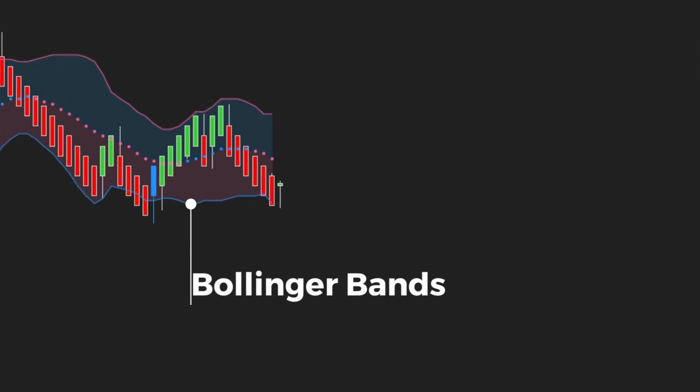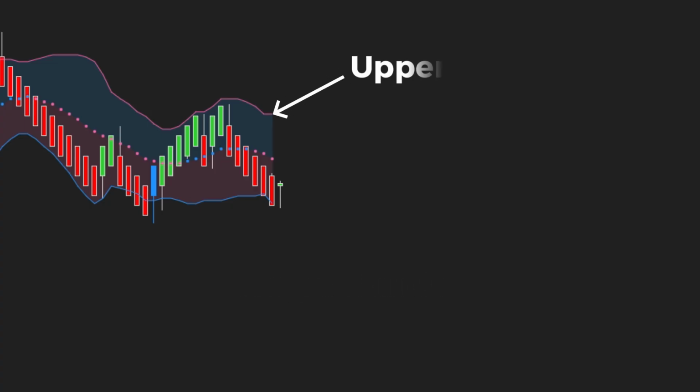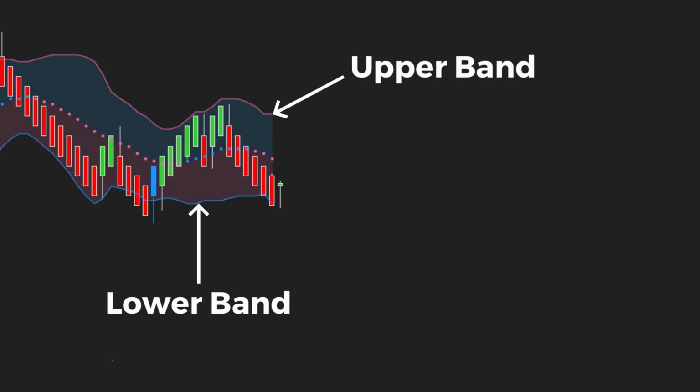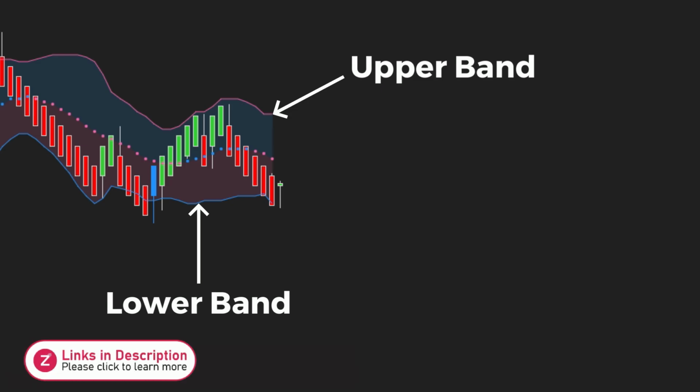This is Bollinger Bands. The pink line on the top is called the upper band, while the blue line at the bottom is the lower band. These two bands help identify overbought and oversold conditions, and they can also signal potential breakouts. Finally, there is the middle band. It acts as a trend reference line within Bollinger Bands.